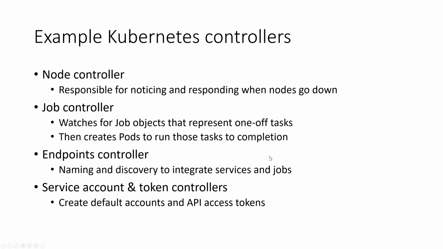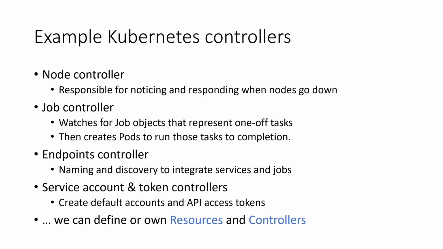There's also a job controller that takes care of running one-off tasks. And it makes sure that these tasks run to completion. So if one of these jobs fails, then it will be restarted by the job controller. There's also the endpoints controller, which is in charge of naming and discovery. That's one of the services for orchestration that we saw in chapter 10. And there's also a service and account token controllers so that people can create accounts and manage API tokens. And we can define our own resources and controllers if we want to create new abstractions within Kubernetes.